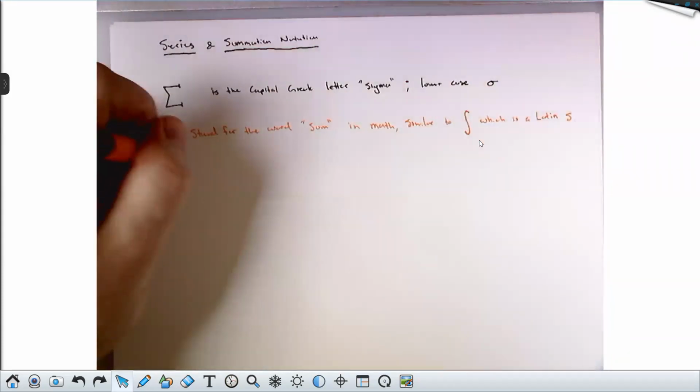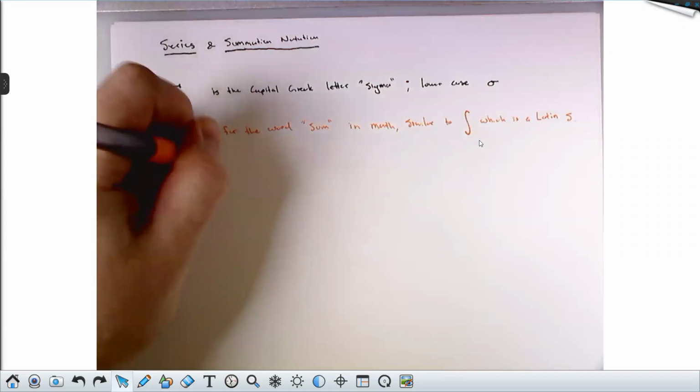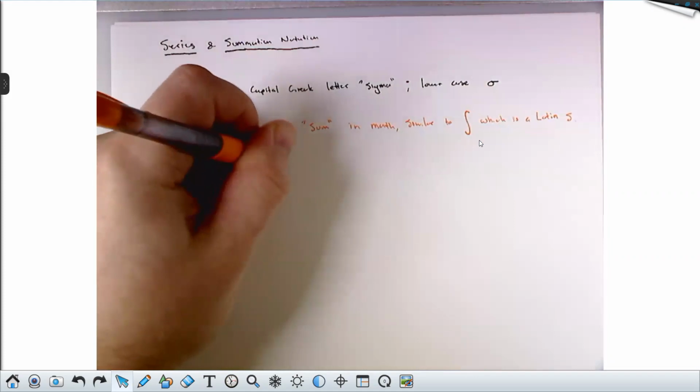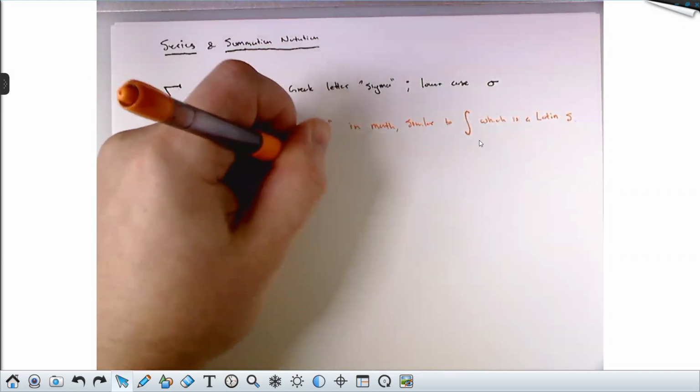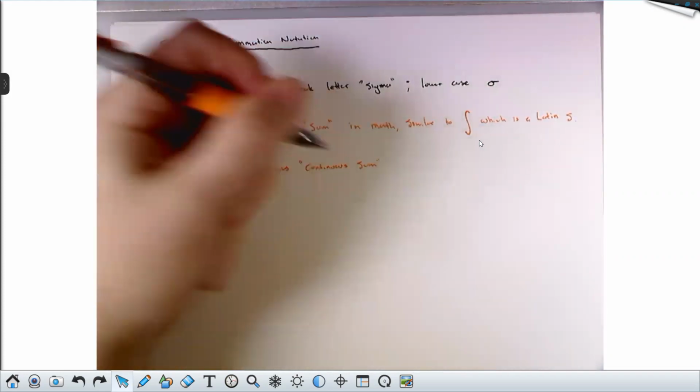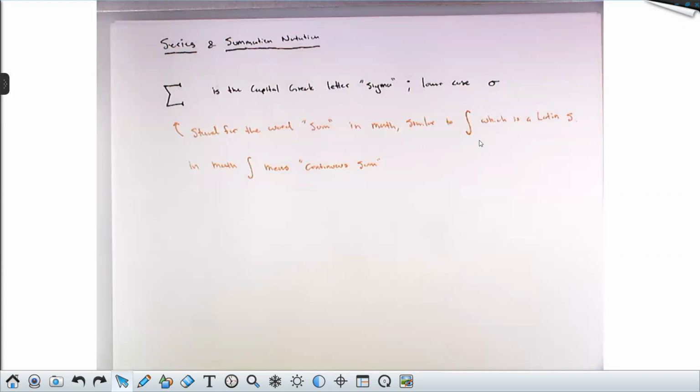In math, this means continuous sum. And the Greek sigma means regular sum. So continuous sum is a complicated notion. It's called integration, right? And you've actually learned a lot about that over the last year or so. The capital Greek S, sigma, is used for summation in the sense that you usually think of it like 1 + 1 is 2.